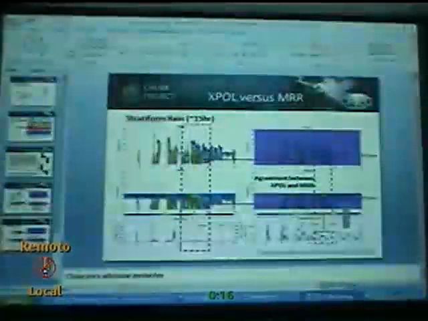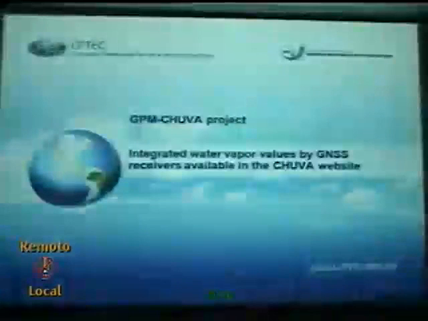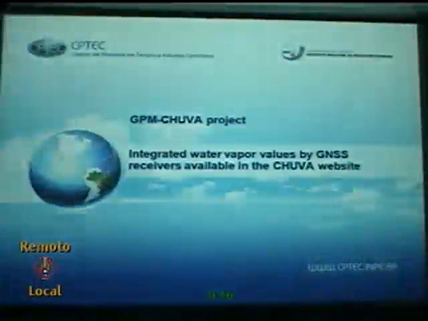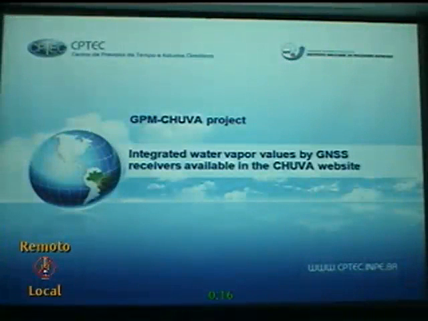So now, suppose you just present the status of the GPS data. Okay, I will be very fast. In this presentation, I'd like to present the data processed and available on the website in Chuva about the IWV observation from GNSS.